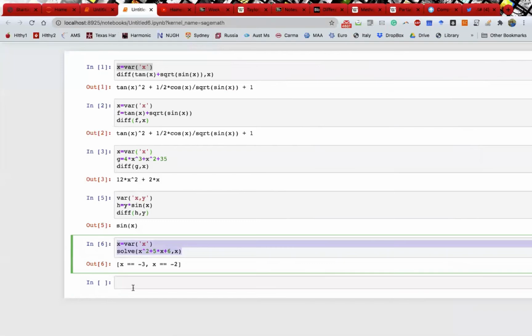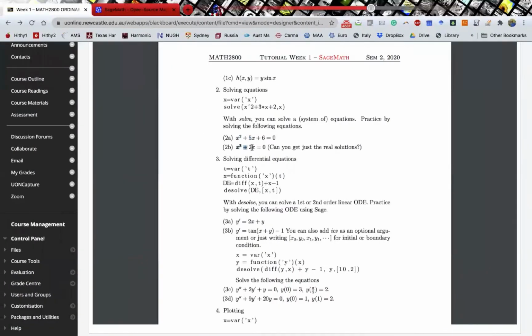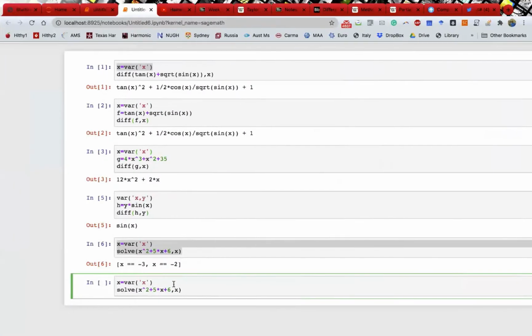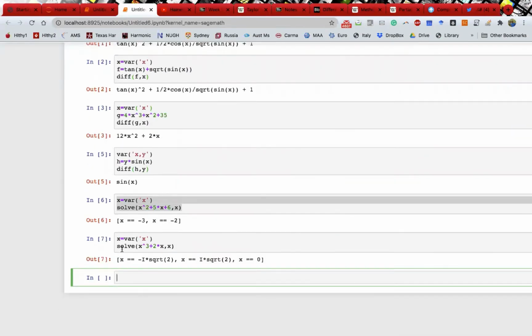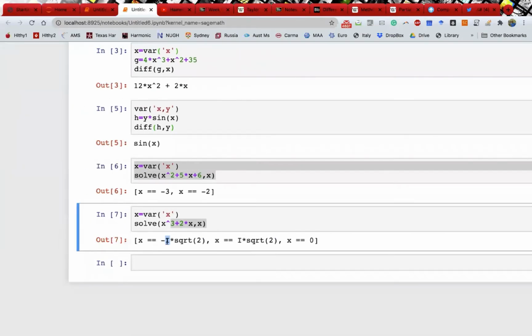Let's do another example here. Okay, what's this other example? This one, x cubed plus 2x. So x cubed plus 2x. It's a polynomial of degree 3, so as a result we have 3 solutions for this. This I shows imaginary. So this means minus i square root of 2.